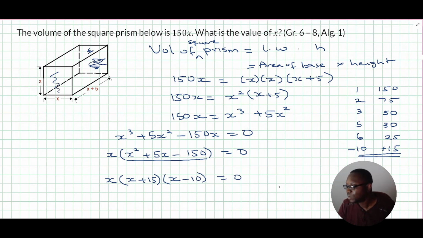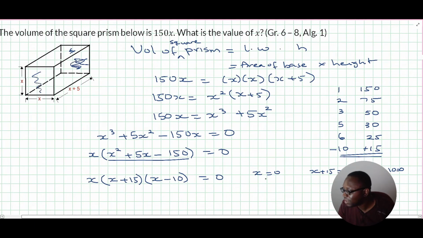So this is what we're going to find the roots of. We have some options here. x equal to 0. Another option is x plus 15 equal to 0. And the final option is x minus 10 equal to 0. So now, what are we going to do? x equal to 0, we already have a value for that. x plus 15 equal to 0. Let's subtract 15 from both sides. So x equal to negative 15. And then x minus 10 equal to 0. Let's add 10 to both sides. x equal to 10. Now the question is, which of these is going to be the answer?